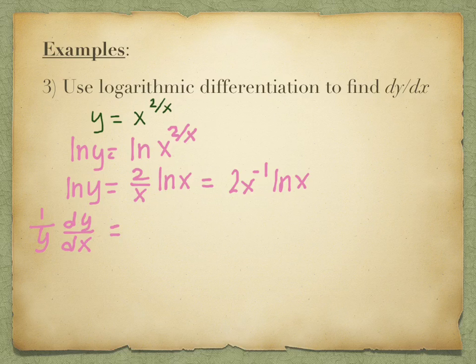So the first thing I'm going to do is take the derivative of 2x to the negative 1. And what is the derivative of 2x to the negative 1? Good. And then what do I do? ln x. Am I done? No, but I'm half done, right? So I'm going to do plus, and I'm going to rewrite the 2x to the negative 1. Now I need the derivative of ln x, which is 1 over x.